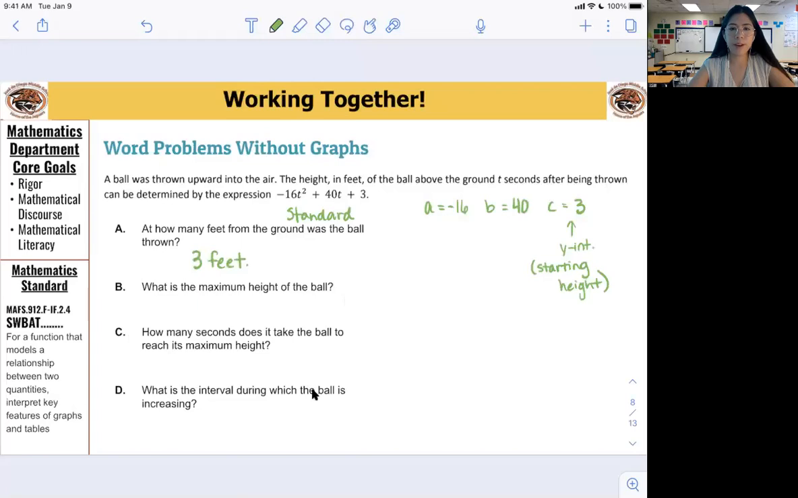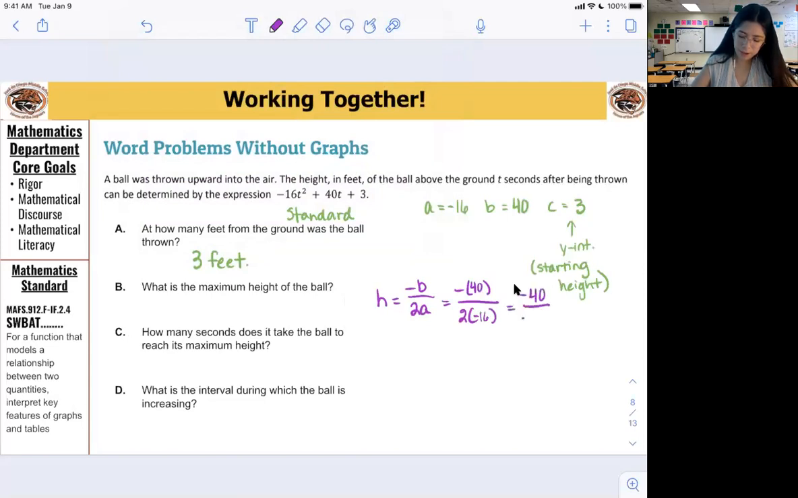So what's the only way to find the vertex? The vertex formula. Good. Vertex formula, my favorite formula. Actually, it's not my favorite formula. I have a better formula, which we'll learn later this year. Okay. Negative b over 2a, that's going to be negative 40 over 2 times negative 16. So that's negative 40 over negative 32. Go ahead and use your calculators. What do we get?